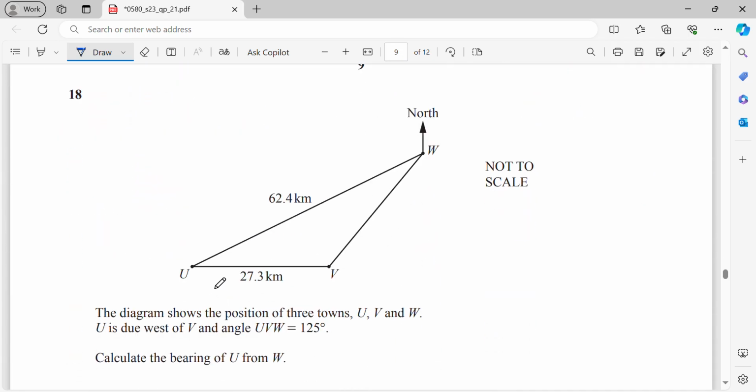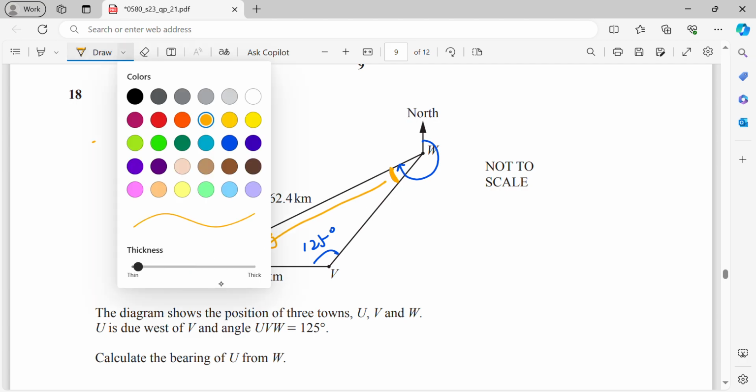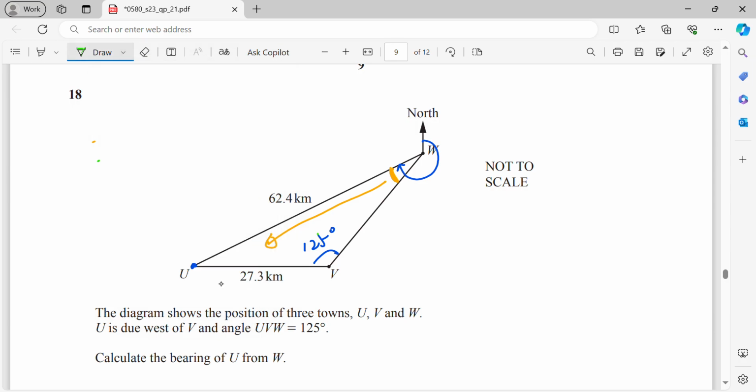Okay, for question 18, the diagram shows the position of 3 towns, U, V, and W. U is due west of V, and angle UVW is 125 degrees. Calculate the bearing of U from W. That means you need to find this. First of all, I need to find out what this angle is. I know that this is the angle opposite to 27.3, and you are given another angle which is 125, and the opposite side is 62.4.